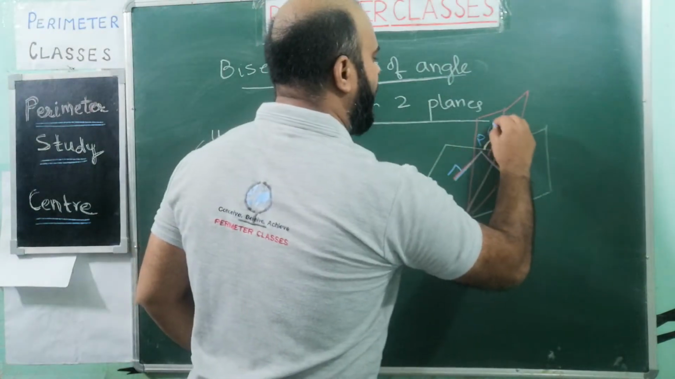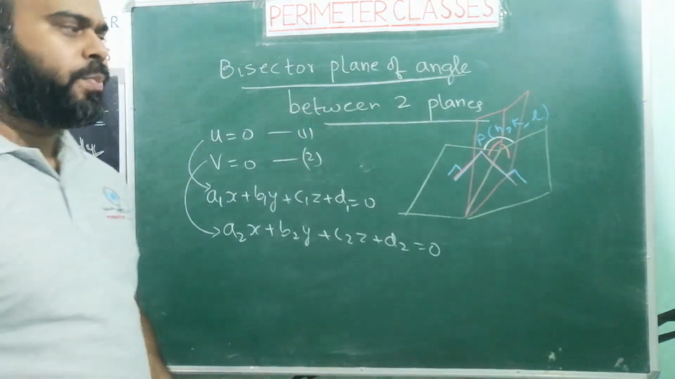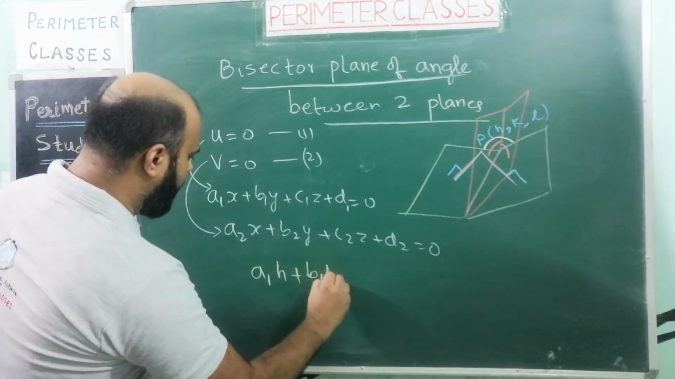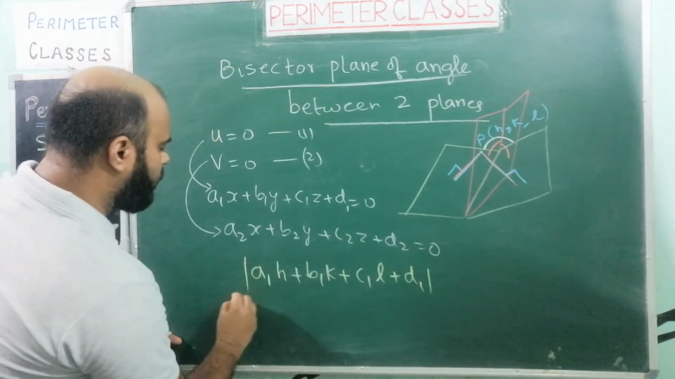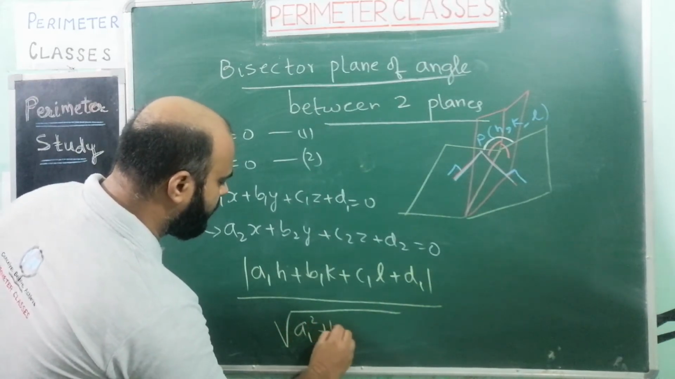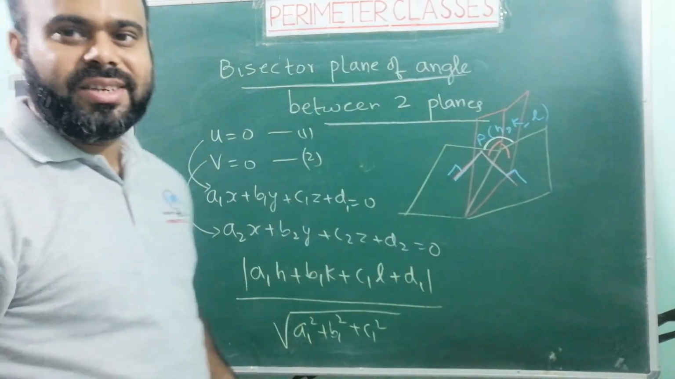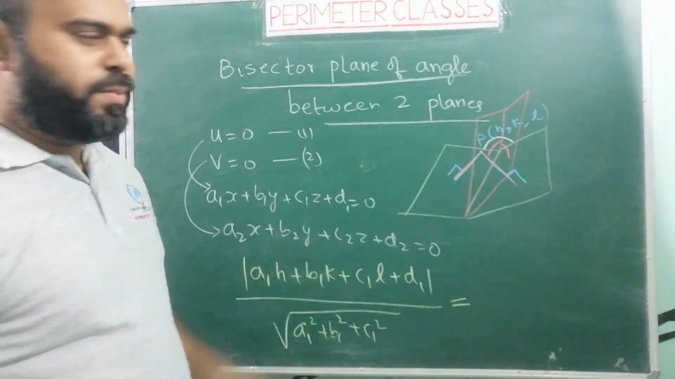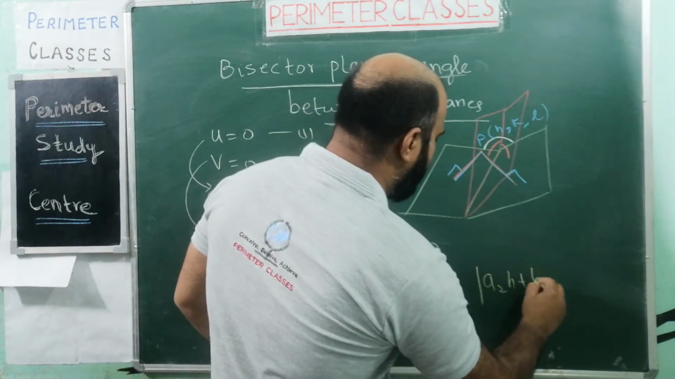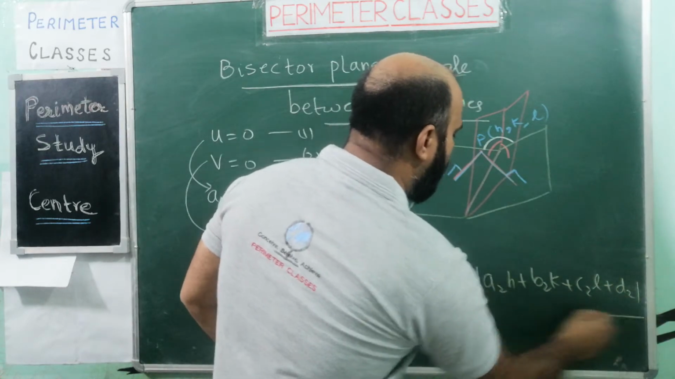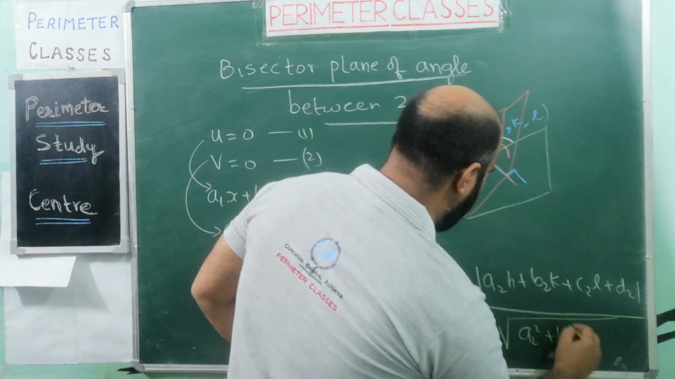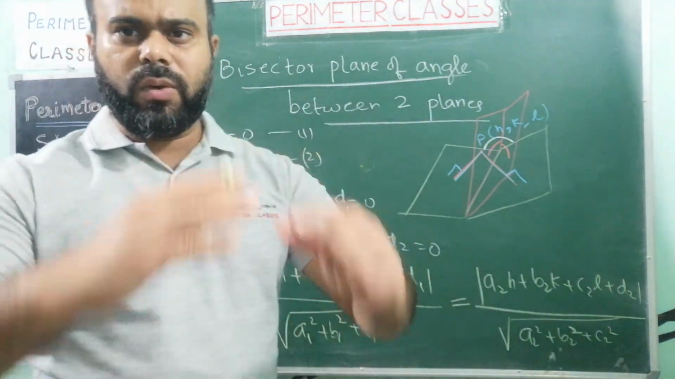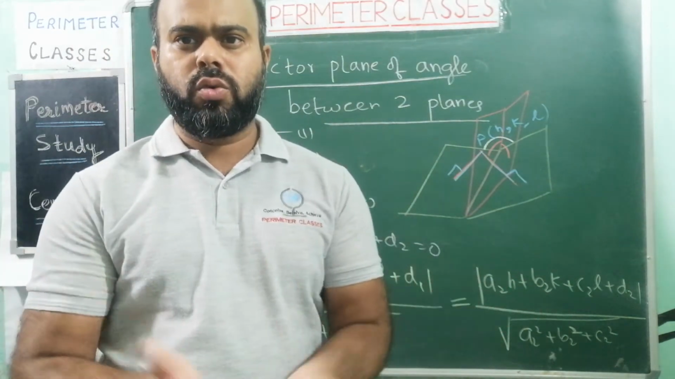So if we take a point h, k, l on this bisector plane, then its distance from this plane will be the modulus of a1h plus b1k plus c1l plus d1, divided by root over a1 squared plus b1 squared plus c1 squared. This was the result which we studied in the 12th lecture, the distance of a point from a plane. This distance is equal to the distance of the point from the other plane, that is, the modulus of a2h plus b2k plus c2l plus d2, divided by root over a2 squared plus b2 squared plus c2 squared. So these two are equal. The length is equal from that bisector plane to either of these two planes.